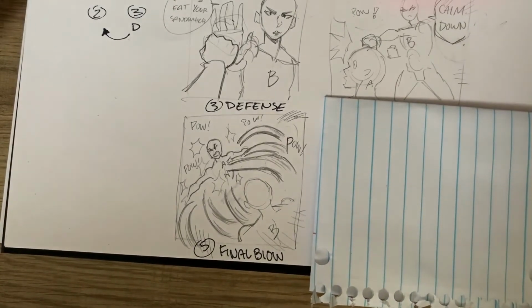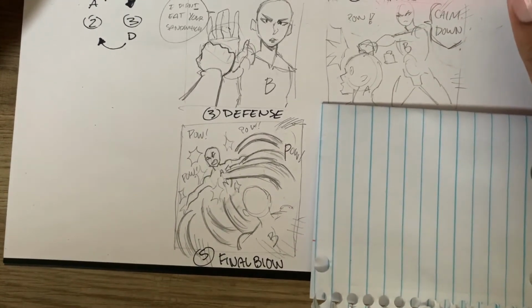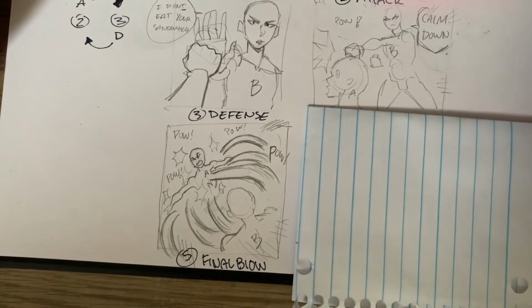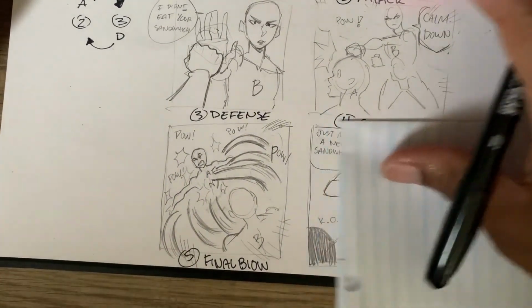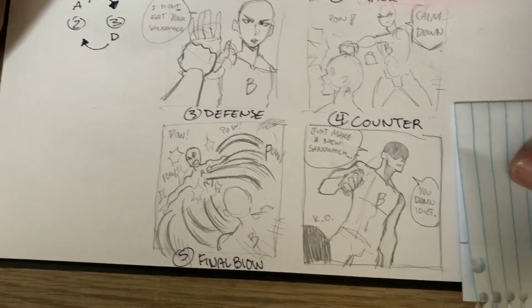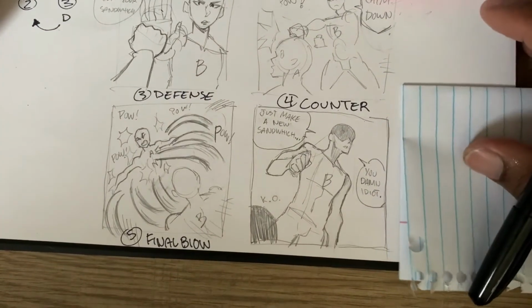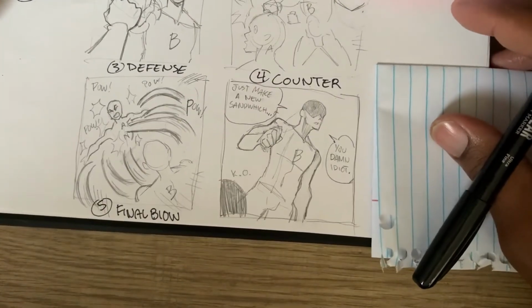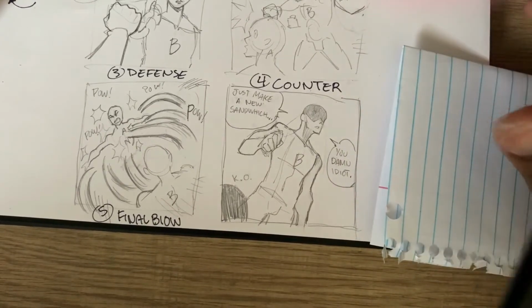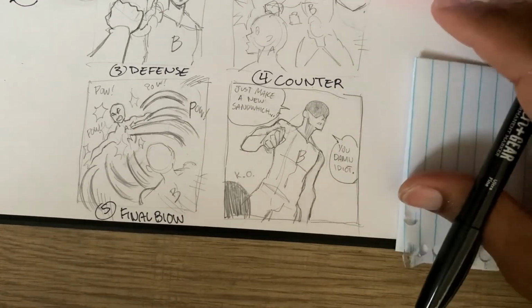And so after that, it's pretty simple. You just de-escalate the situation and move forward with your story. And that's where I just drew this out and ended this little conflict. And so character B says, "Just make a new sandwich, you damn idiot." And so that's pretty much it for this video.